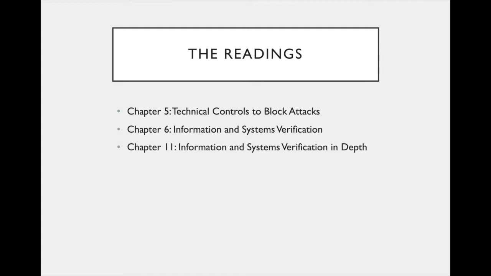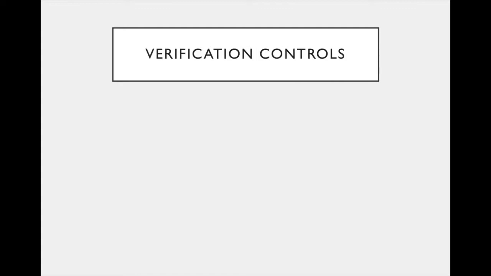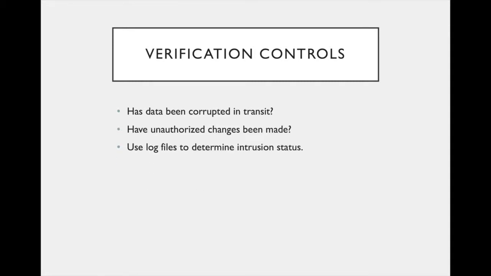Among the things that we will discuss in frustration strategies are verification checks to determine whether or not data in transit has been corrupted, verification to determine whether or not unauthorized changes have been made to programs or data sets, and using verification systems and log files to determine whether or not there has been an intrusion or an attempted intrusion.